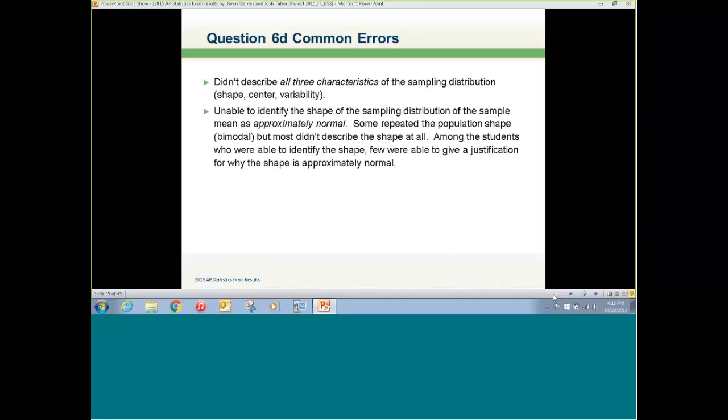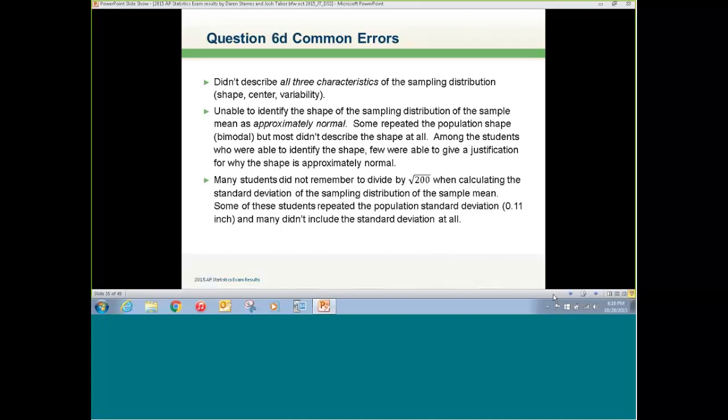Second error: students were unable to identify the shape of the sampling distribution of the sample mean as approximately normal. Some students just repeated the population shape, saying that it was bimodal, meaning maybe they're thinking about one sample again or remembering that histogram from part B, but most didn't describe the shape at all. Among the students who were able to identify the shape as approximately normal, few were able to give a justification for why. That is, the large sample size allows us to apply the central limit theorem. Now, we didn't require that they include that justification for full credit, but it sure made us feel good about a student when they had that justification included.